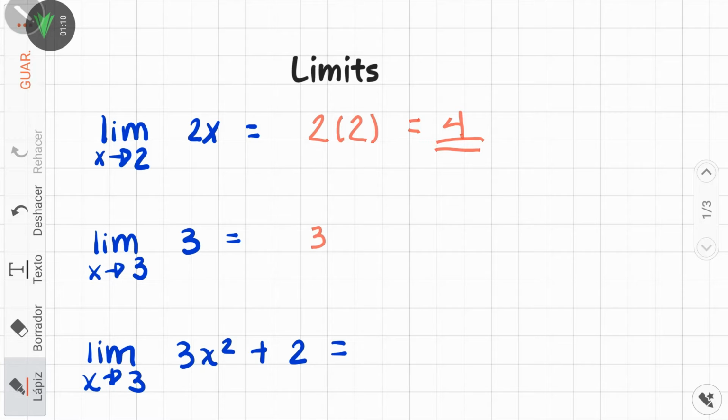Really simple, right? Now, the limit of 3x squared plus 2 as x approaches 3 is simply the same thing as before, substituting the x for 3. So 3 times 3 squared plus 2, that will give you 29.